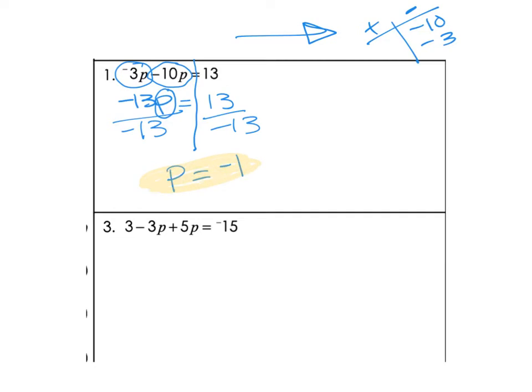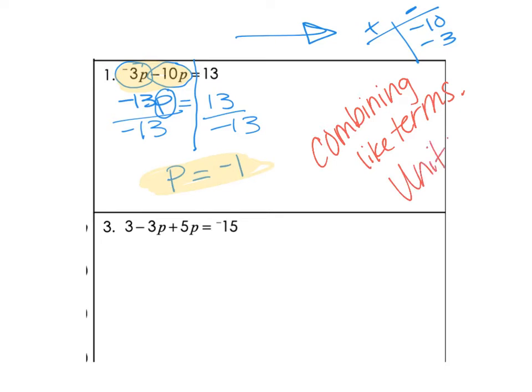I think what you guys have a hard time with is right here. Those two are the same term. They both have a letter p, and they are both able to combine, this is called combining like terms. So if you need to go back to Unit 2 and look up the videos that I posted there earlier in the year and go ahead and watch them, that'd be a great idea.